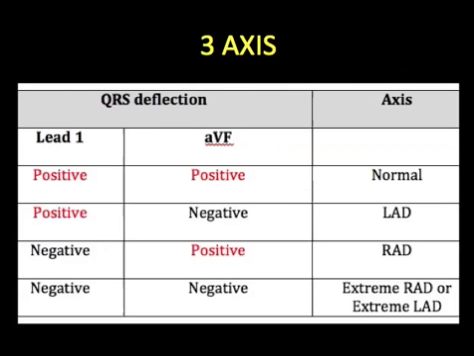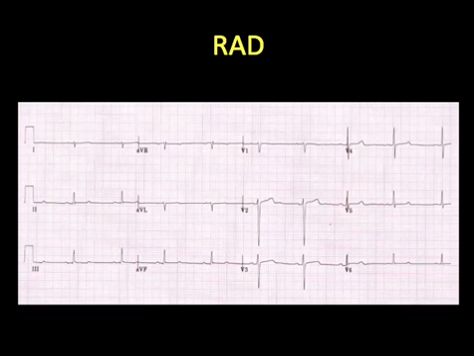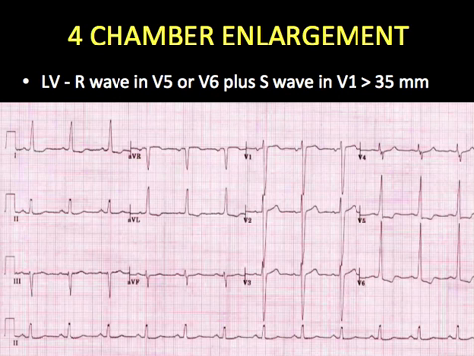Okay, again remember this, lead 1 positive, AVF positive, normal axis. Lead 1 positive, AVF negative, they are leaving each other, they are pointing away from each other, left axis deviation. Lead 1 negative, AVF positive, so they are pointing towards each other, so that's right axis deviation. That's all about the axis.